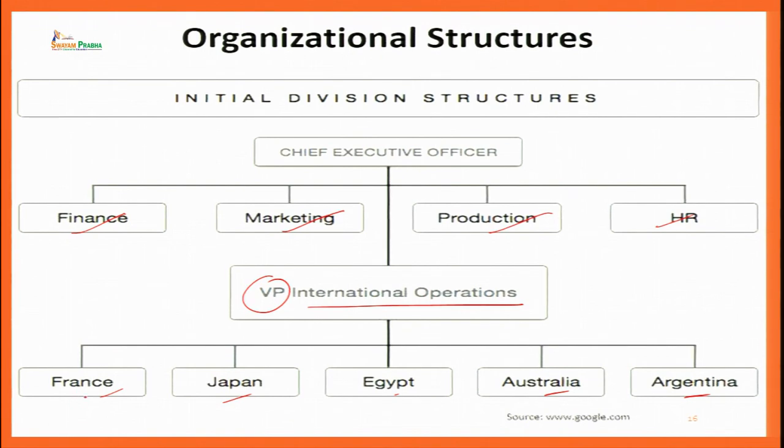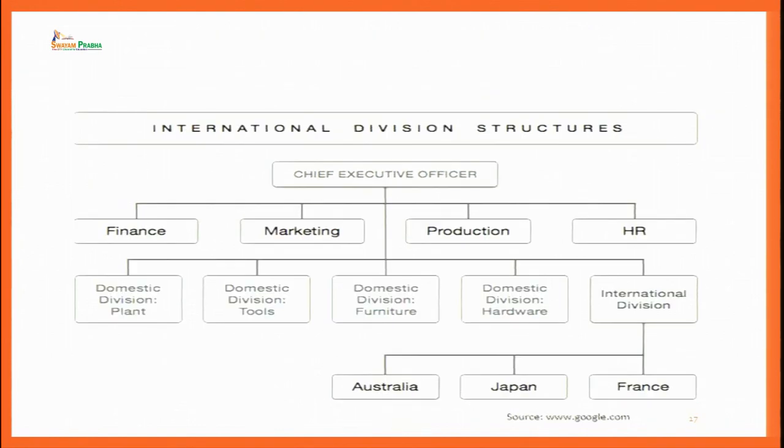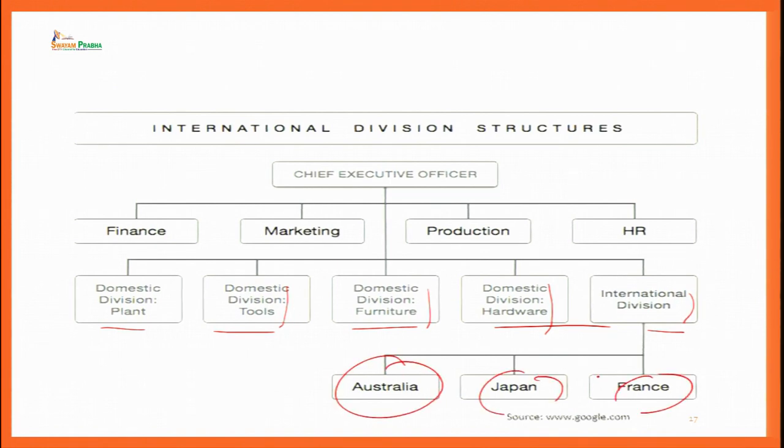Within the France operation, there is again going to be a person to take care of the unit, and there are different functional heads. Everyone will have different functional heads according to the business unit and its size. In the international division structure, you have segregation on the basis of the plant. You have a domestic division for plant, tools, furniture, hardware, and an international division, which looks after different parts of the world.